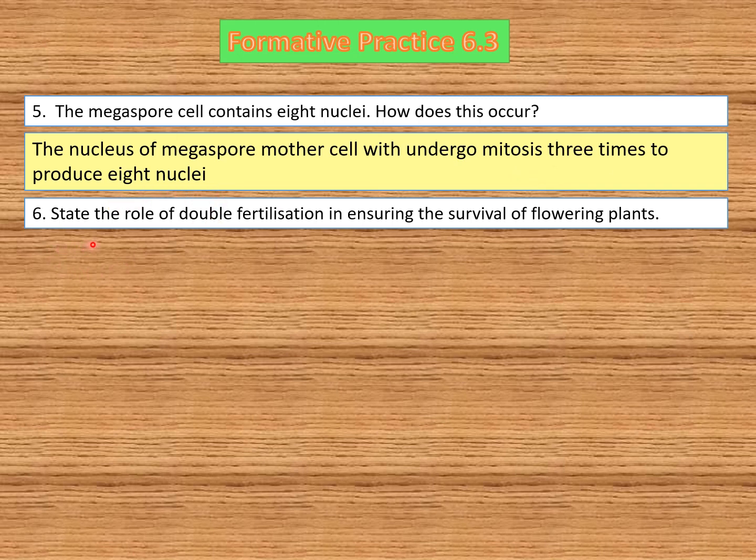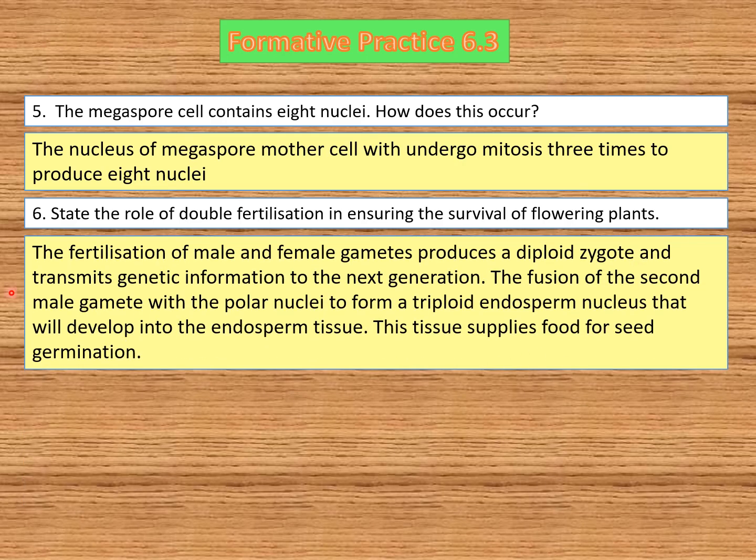Question number 6. State the role of double fertilization in ensuring the survival of flowering plants. The fertilization of male and female gametes produces a diploid zygote and transmits genetic information to the next generation. The fusion of the second male gamete with the polar nuclei forms a triploid endosperm nucleus that will develop into the endosperm tissue. This tissue supplies food for seed germination.